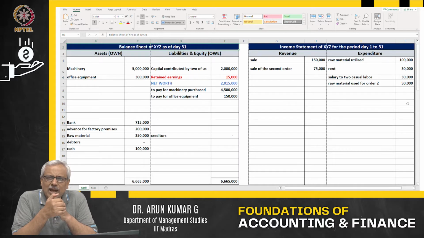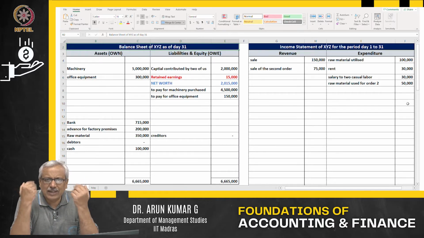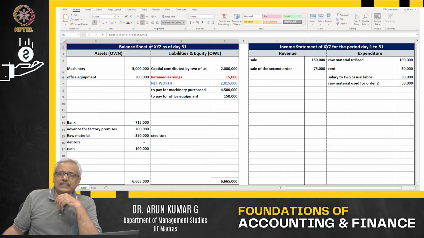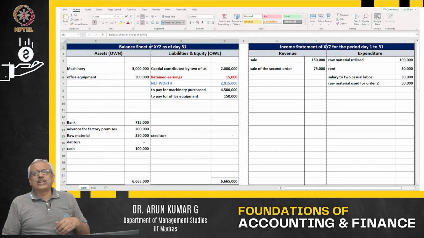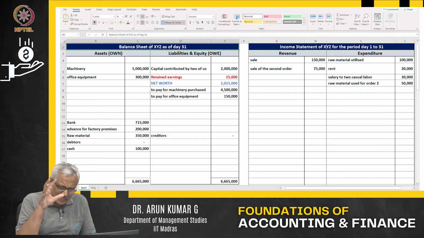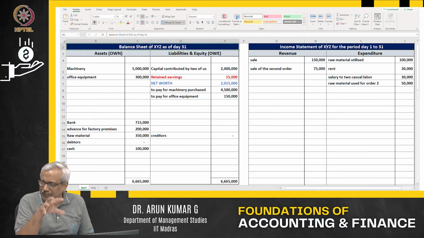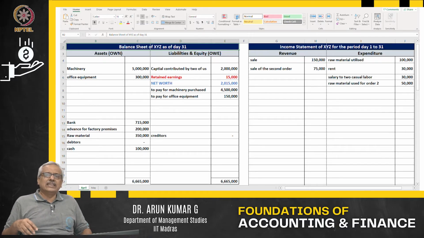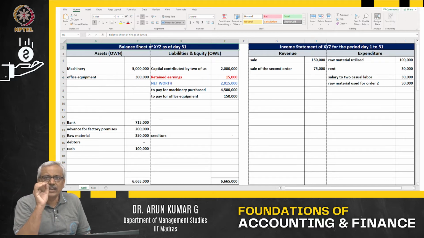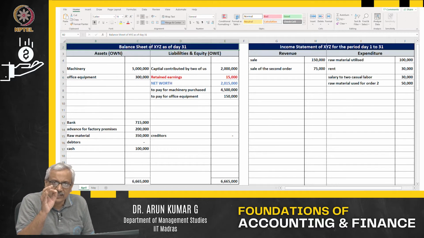So, in the last class, what happened? I just started picking up transactions left, right, and center, and then started fitting them. There was no organized flow of the transactions per se, but it was more to give you an idea of how the transactions fit into what is called the balance sheet as well as the income statement. That is the basic core idea with which we started in the first class.